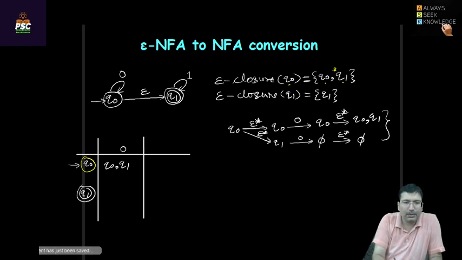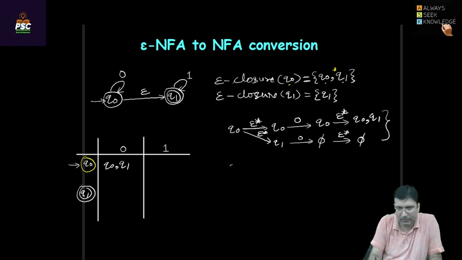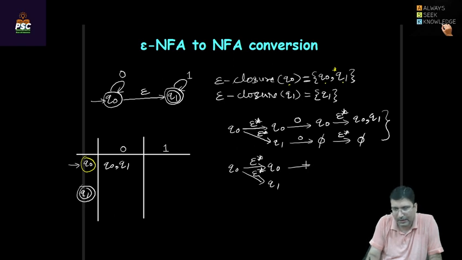Now for input 1 from Q0, what can we do? We are at Q0 and we take the null closure or epsilon closure, so we reach Q0 and Q1. Now we are passing 1 here.